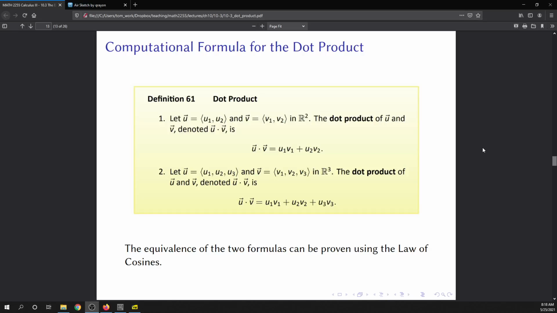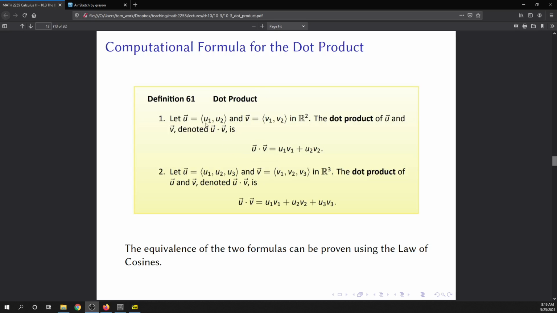All right, in this video, we are going to talk about a computational formula for the dot product. Remember, we defined the dot product of vector u and vector v by saying that it is equal to the magnitude of u times the magnitude of v times the cosine of the angle between the two vectors. Sometimes it's difficult to figure out what the angle between the two vectors is. And so that difficulty is going to lead us to this definition of the dot product.